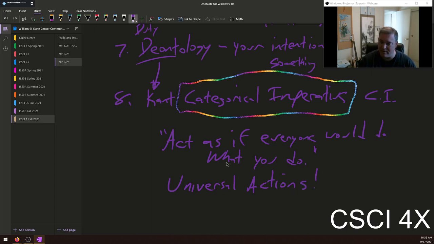Right? So if you go out to a party during a pandemic, imagine what would happen if everyone did. Would the pandemic get better? Would it get worse? Right?